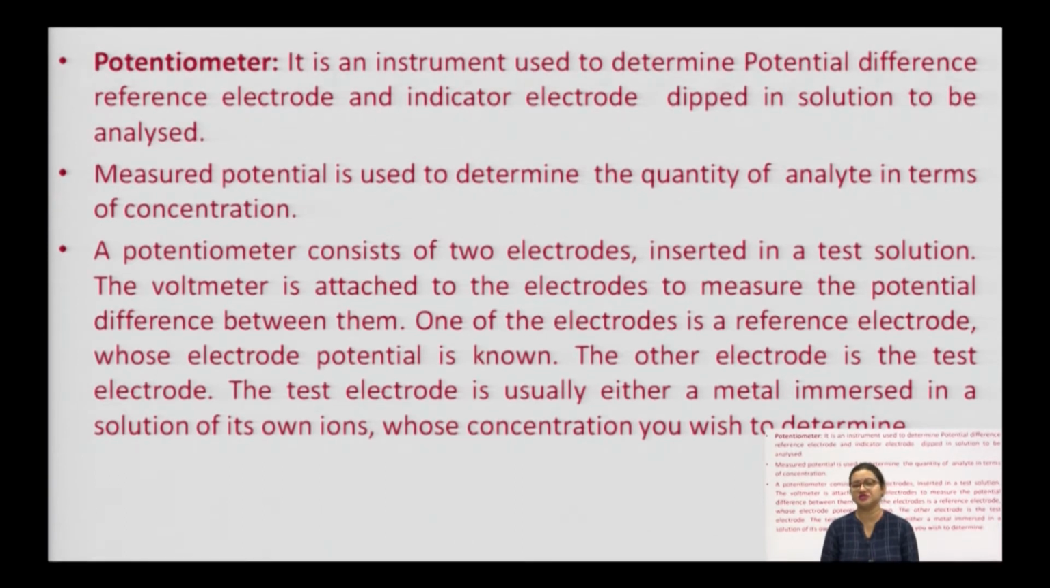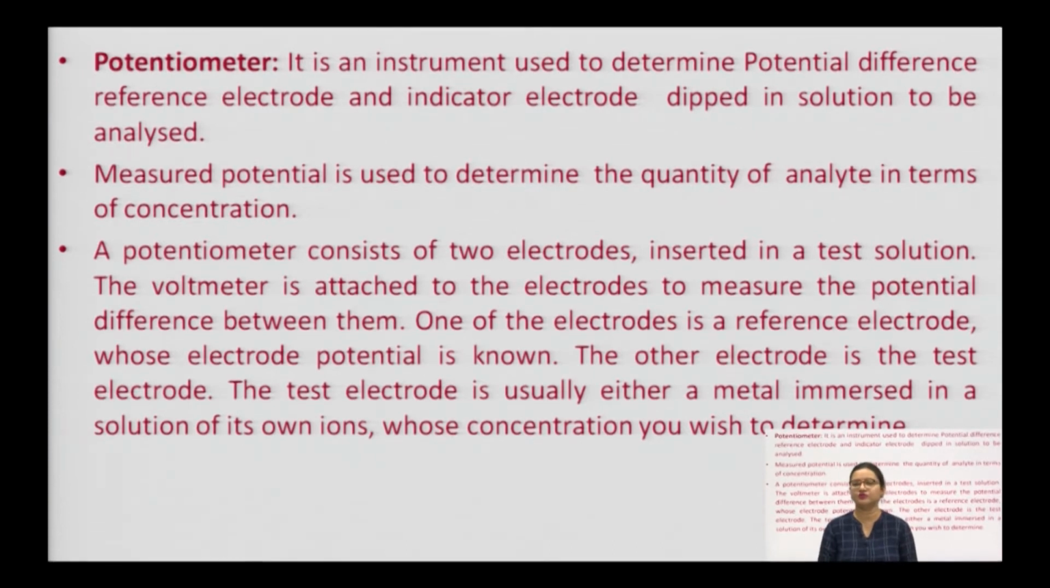As the analyte concentration changes, the potential changes over the indicator electrode, which is being measured by the voltmeter as a sudden potential drop or sudden potential change. The measured potential, which is the potential difference measured by the voltmeter, is used to determine the quantity or concentration of analyte. The voltage drop we have determined, we can use it to measure the analyte's concentration. A potentiometer consists of 2 electrodes.